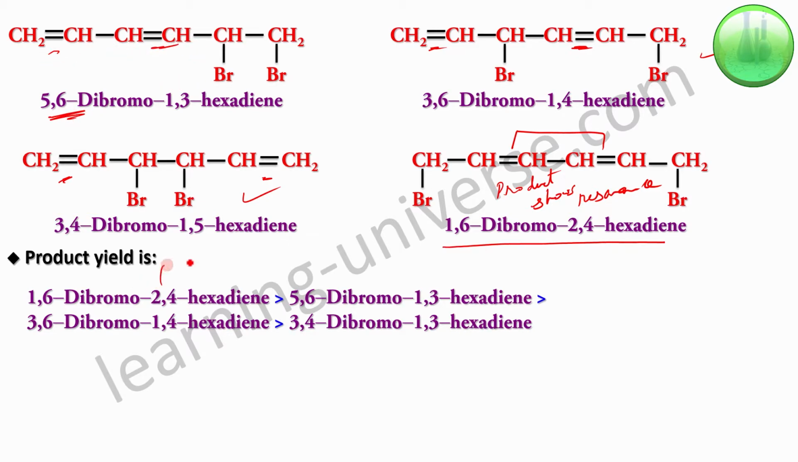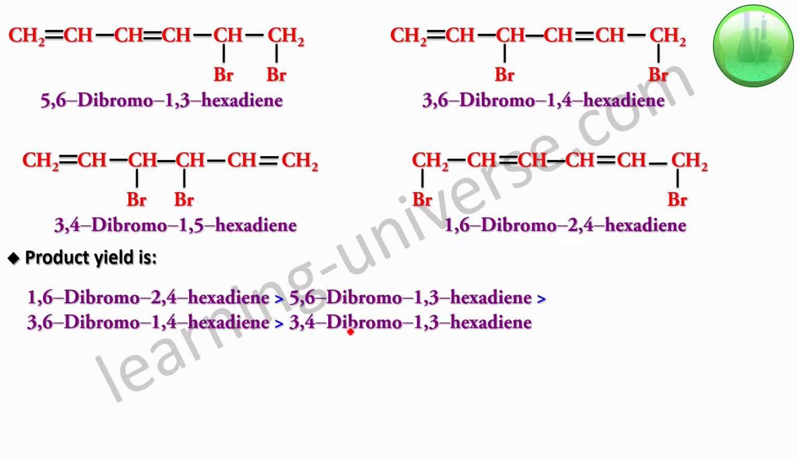So 1,6 and 5,6 dominate because both of the products show resonance, whereas these 2 don't show resonance. And since resonance is generally going to increase stability, that is the very reason why resonance occurs, and therefore 1,6 and 5,6 products are more stable than 3,6 and 3,4. Therefore they are formed more in number. Now comes the question, why is 1,6 greater than 5,6?